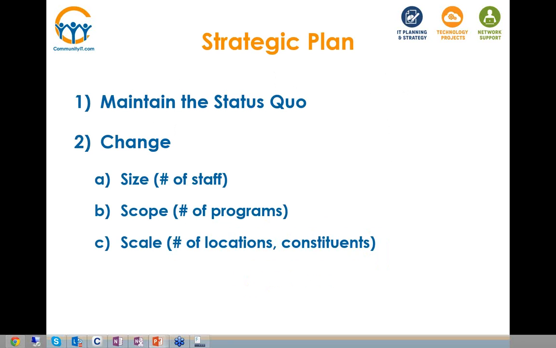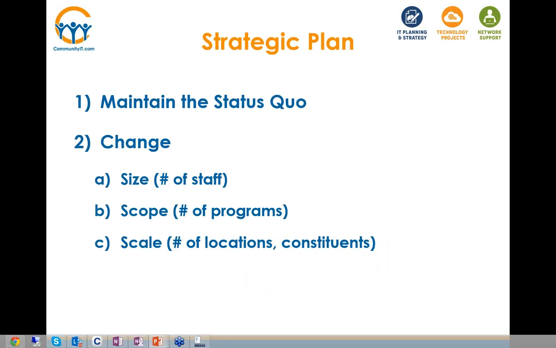So, for better or for worse, technology requires a certain amount of ongoing investment in order to run effectively over time. And that's kind of what the status quo is. And so you need to make sure that you're planning for that on an ongoing basis.